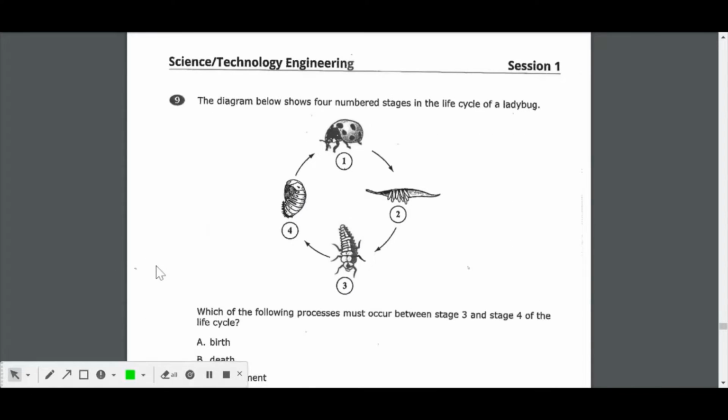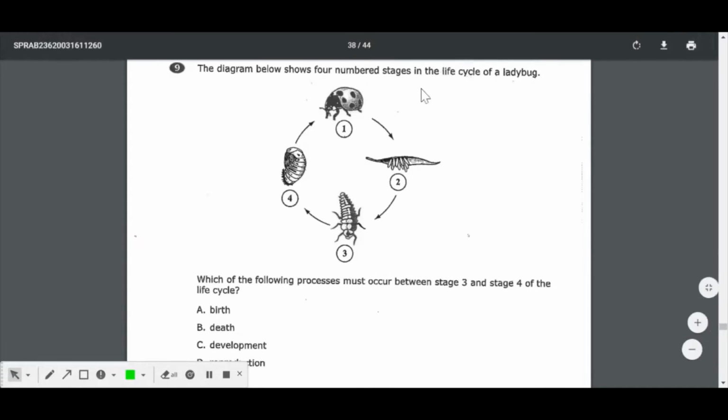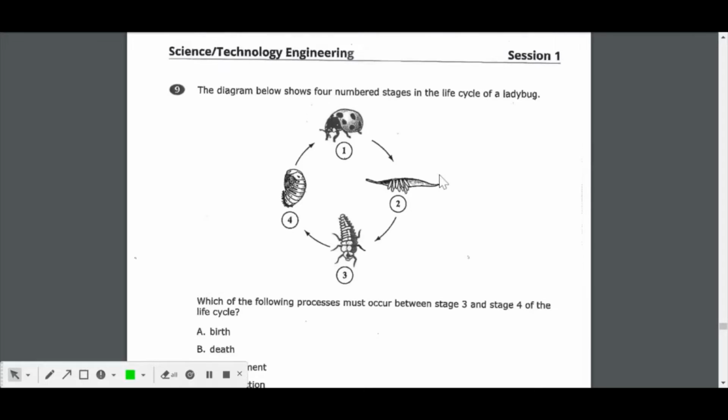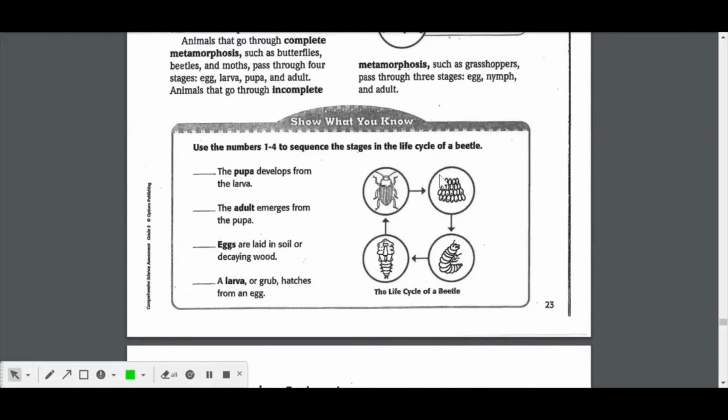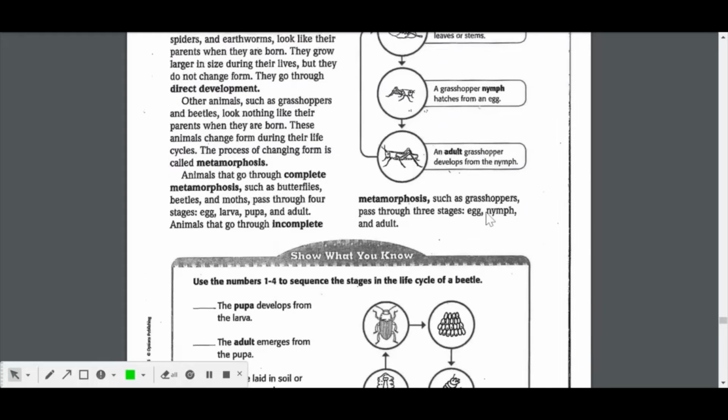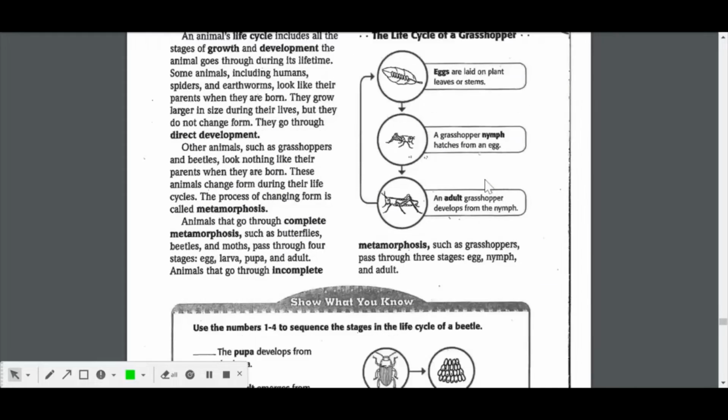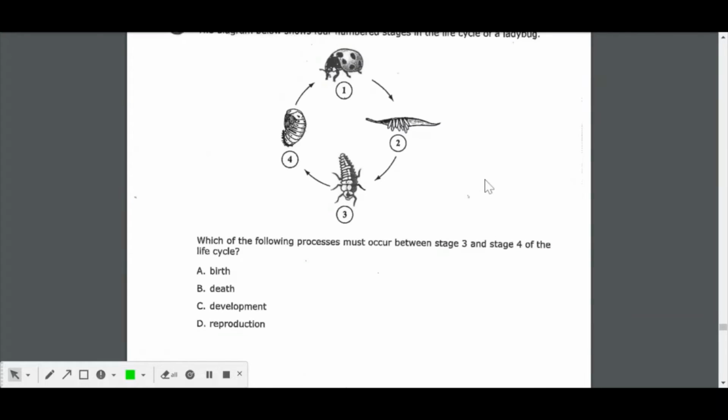The question that is taken again right from that science MCAS talks again about life cycles. This one instead is focusing on the life cycle of a ladybug. So you need to look back at that previous page, look at your example of a life cycle of a beetle, and your example of the life cycle of a grasshopper in order to answer this question.